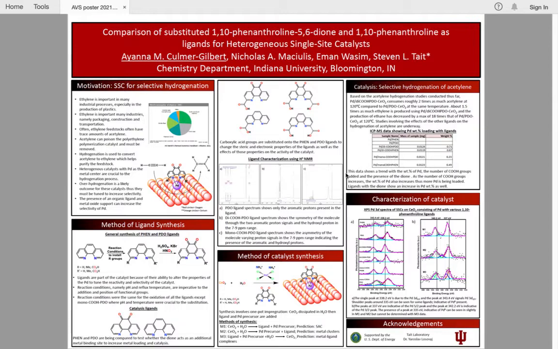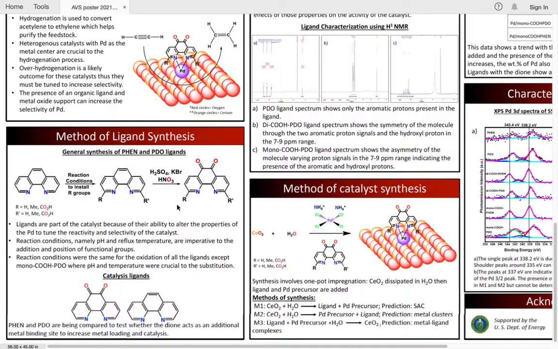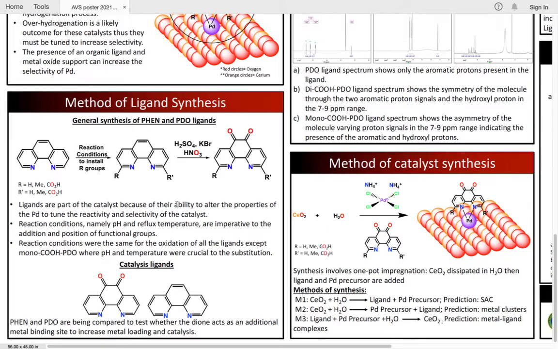So, my research is to create ligands that can tune the properties of palladium such that it can preferentially convert acetylene to ethylene in an ethylene environment without overhydrogenating any of the ethylene into ethane. What I've been doing to tune palladium is manipulating the properties of the ligand such that they can manipulate the properties of palladium.